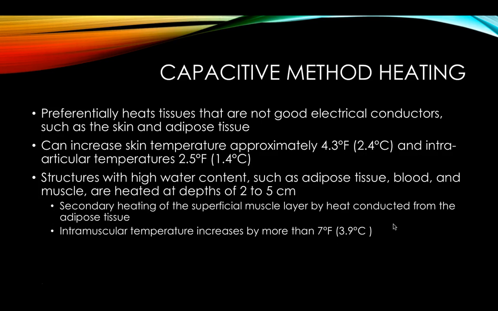And then we use the secondary heating of the superficial muscle layer, which is usually our target. We get that through conduction. It's conducted from above from the adipose tissue and the skin. So intramuscular temperatures can get up to 7 degrees Fahrenheit or 3.9 degrees Celsius inside the muscle. So those are similar intramuscular temperatures to ultrasound.